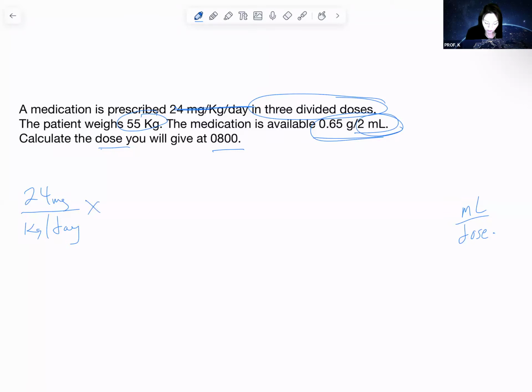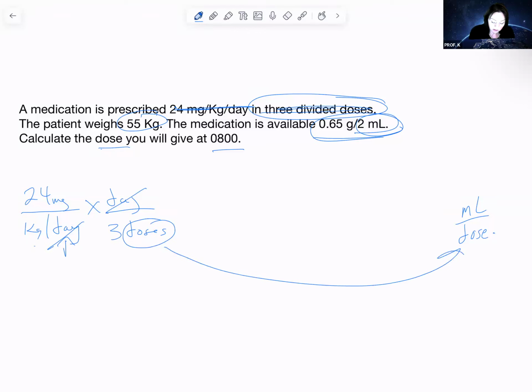So let's do it. What do you want to get rid of? I want to get rid of day. Every day there's 3 doses. Yay. Cross it off. I used it, got rid of day. I have my word dose. I want to get rid of kilogram. Oh, thank you. It's in kilograms. 55 kilograms over 1. Yay, it gets rid of kilograms.